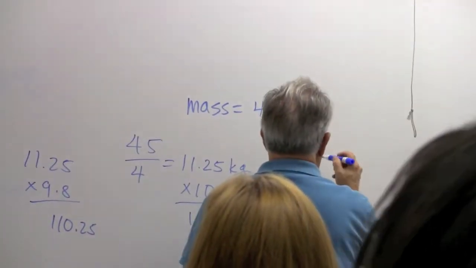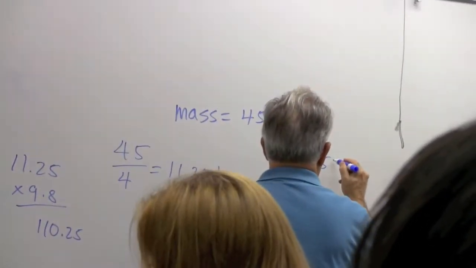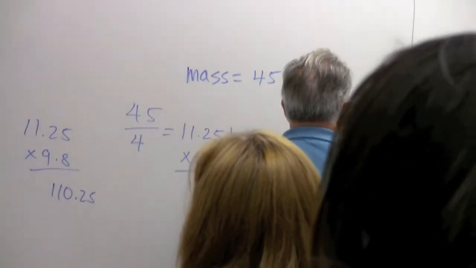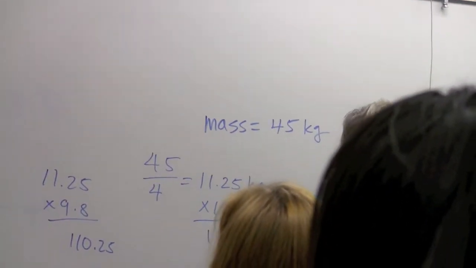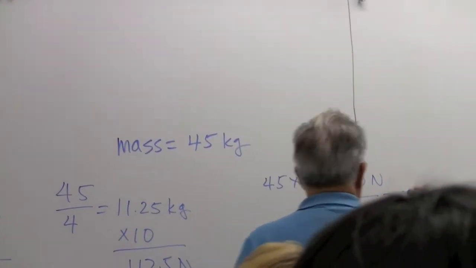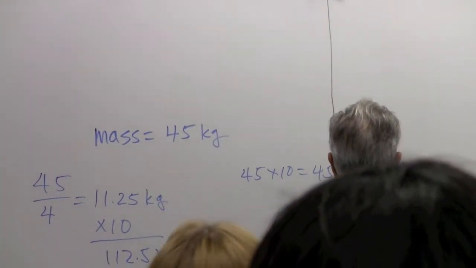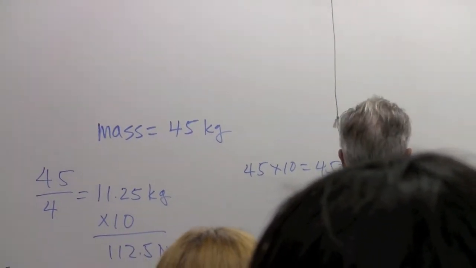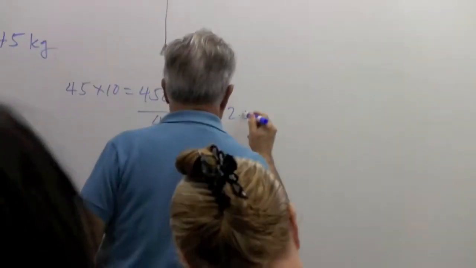But the other way you could have done this is you could have said, well, how much does this bed weigh? Well, it weighs 45 times 10, or 450 newtons, if I'm going to use the 10. And then I just divide that by 4, right? And that's going to give me 112.5 newtons.